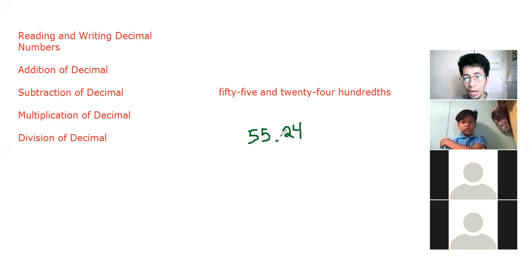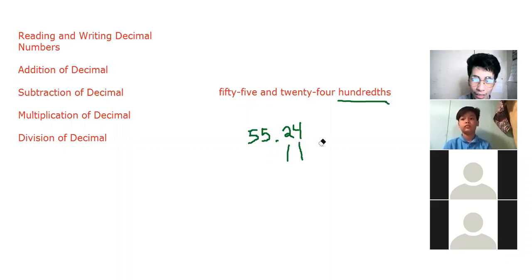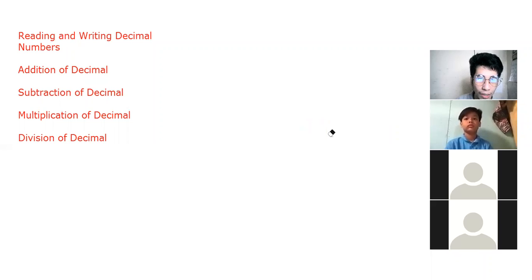So, that's it. 55.24. So, that's right, but this is 55.24. As you can read, this 2 is tenths. Then, our 4 is the hundredths. So, our place value is hundredths. So, 55.24 is the correct answer. So, study also how we can translate words to numbers and numbers to words of decimals. Then, let's now go to addition of decimals.